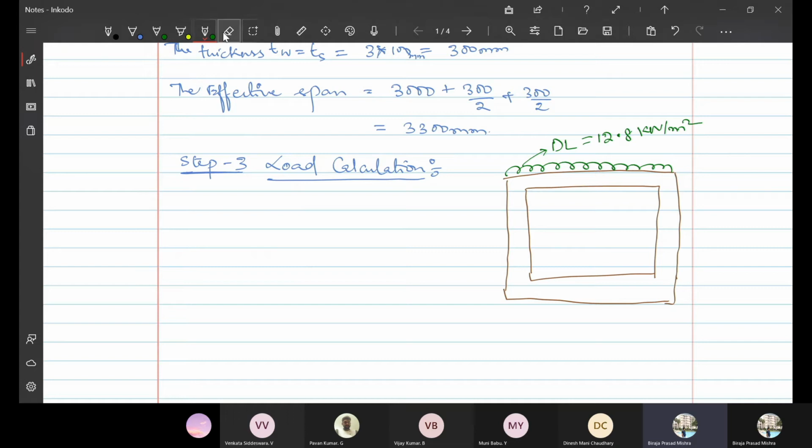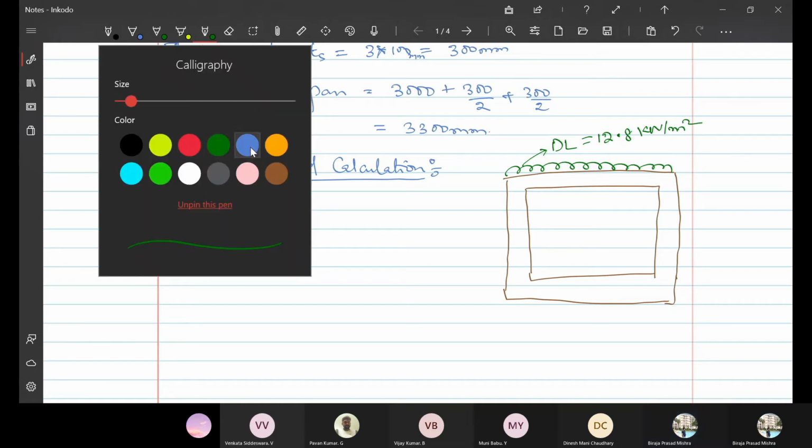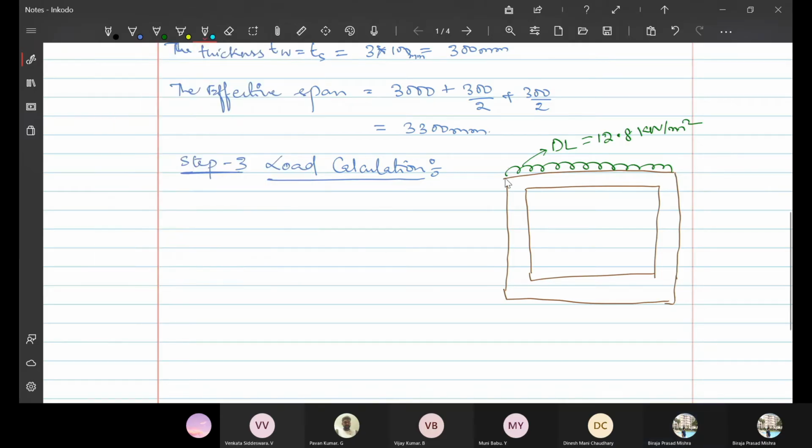Now along with that, one more load is also there, that is the live load. The live load will also be a uniformly distributed load. It is already given in the question. So the live load, that is LL, is given as 50 kilonewton per meter square.